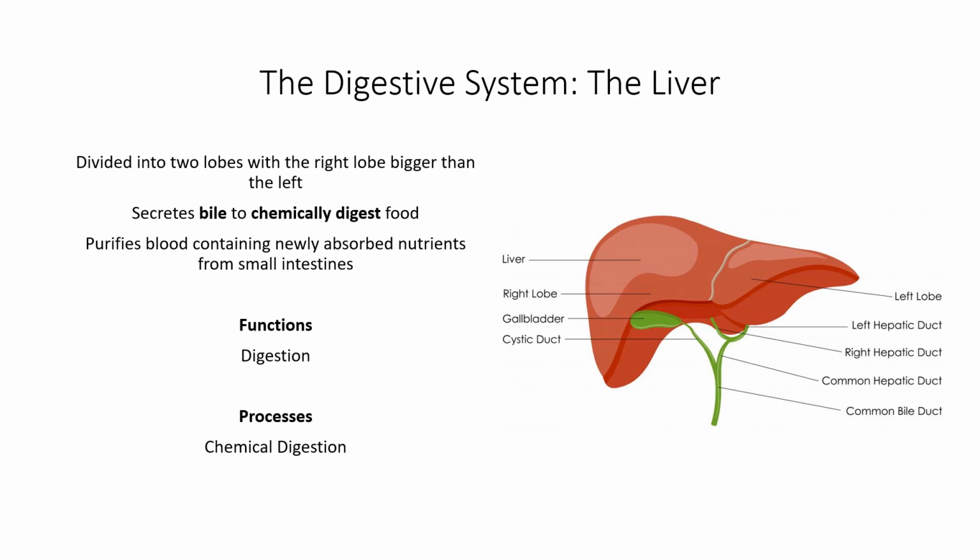Okay, so the main function of the liver in the digestive system is that it will secrete bile to chemically digest food. The liver will also purify blood containing newly absorbed nutrients from the small intestines. The main function of the liver is digestion, as it aids in chemical digestion. It secretes bile into the small intestines, which helps to further digest food, which then aids the small intestine in being able to absorb nutrients from that food, which is then purified by the liver further down the line.